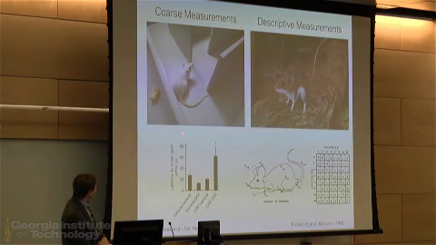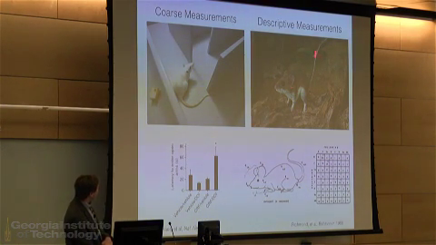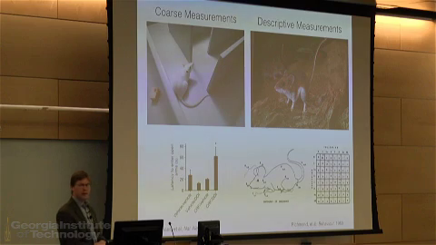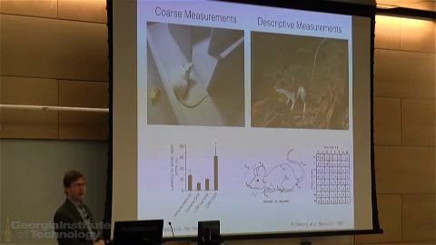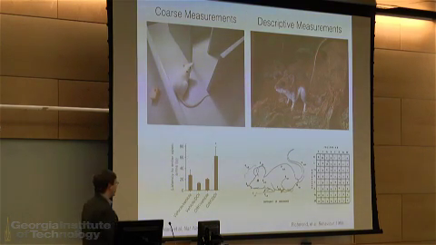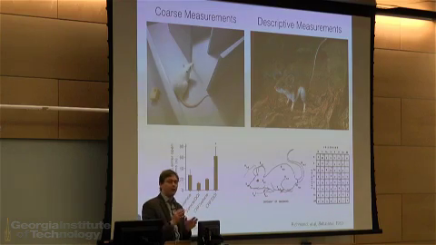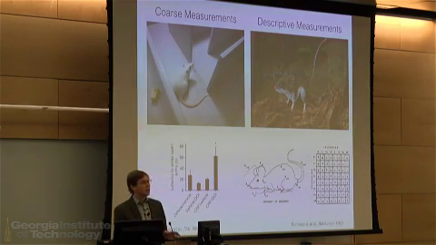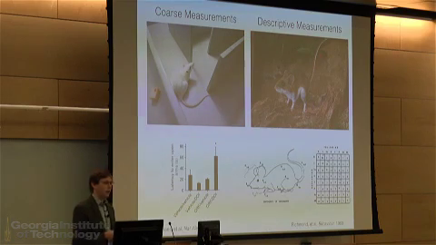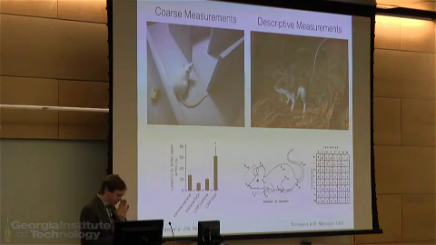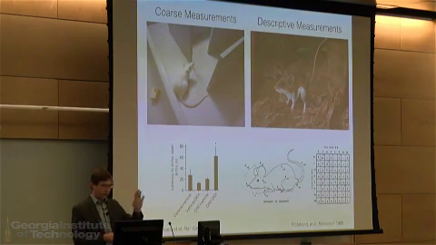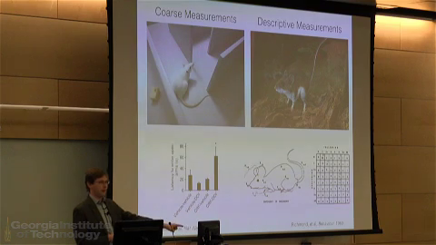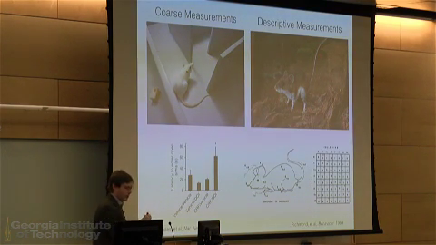Similarly, on the other side, we have descriptive measurements. This is more what you would typically see in an evolutionary biology or an ethology lab. The traditional paradigm for this is you have some trained expert, usually a grad student or postdoc, and you say, all right, I've watched this animal for a while. I'm an expert. I know what this animal does. It does these 7 things. And I'm going to make a little check mark each time it does one of those 7 things.